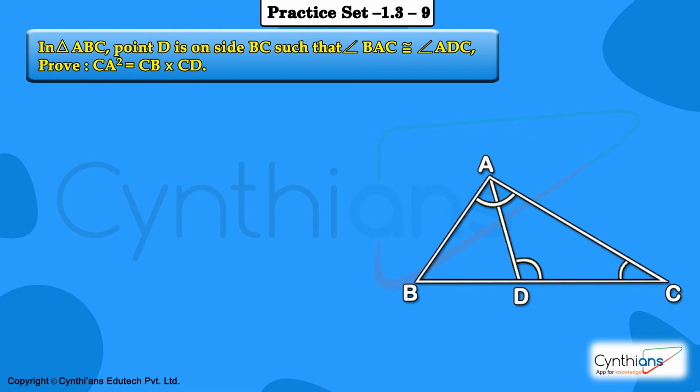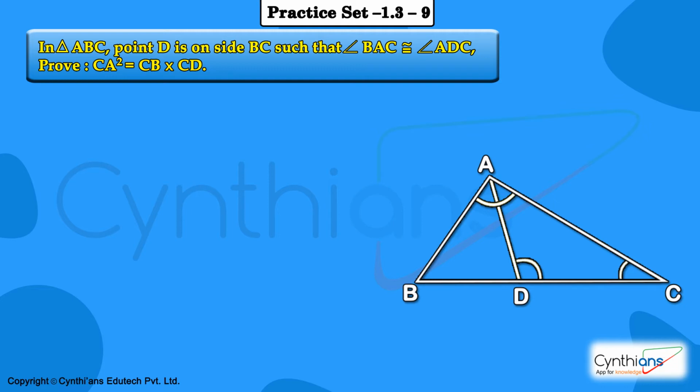Now when you look at the question, angle BAC is equal to angle ADC. This is given to us. And we need to prove CA square should be equal to CB into CD. Now, when you look at this proof part, this means nothing but ratio. If we get a correct ratio, we cross multiply it, we get the answer.